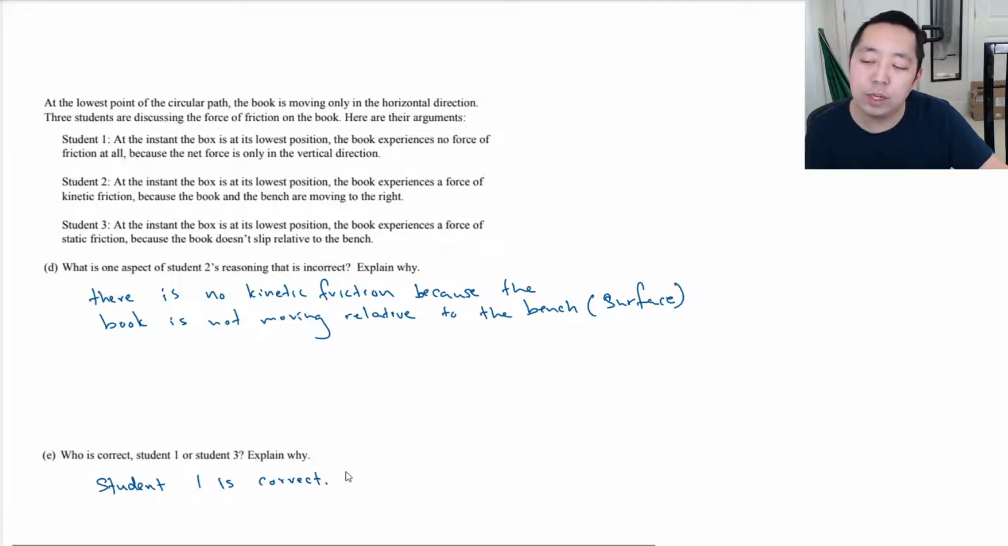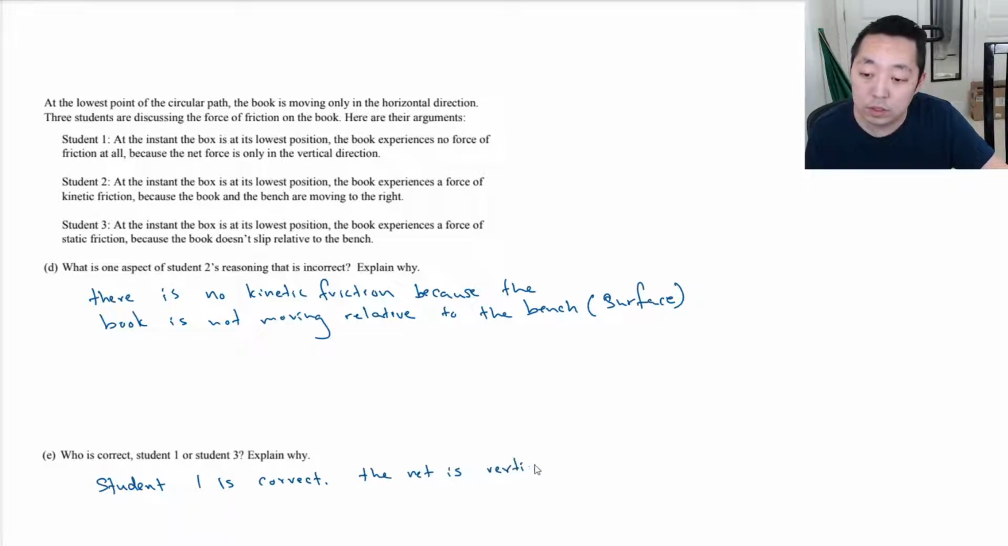What I explained is why student 1 is right and why student 3 is wrong. Student 1 is correct. The net force is vertical. It's called the centripetal force.